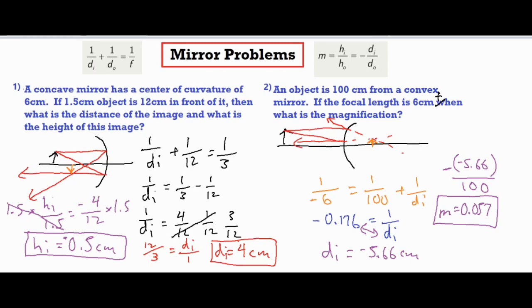And the magnification is fairly small because anytime you see an image with a convex mirror, it's always going to end up being smaller. So your magnification should for sure be smaller than 1. That checks out. So I hope that was helpful in helping you work out and understand thin lens equations with some different lens problems and mirror problems. Thank you for watching and listening.